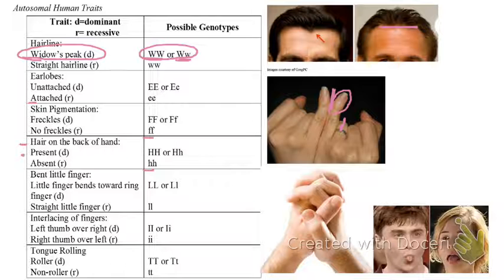Take your hands, hold them out in front of you, and put them together without thinking about it. Interlace your fingers and see which thumb is on top. If the left thumb is on top, then you're dominant. If the right thumb is on top, then you're homozygous recessive. For tongue rolling, we're talking about actually being able to make a taco with your tongue. If you are a tongue roller, you are homozygous dominant or heterozygous. And if you cannot roll your tongue, then you are homozygous recessive.